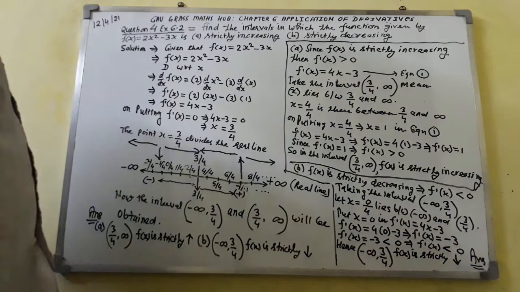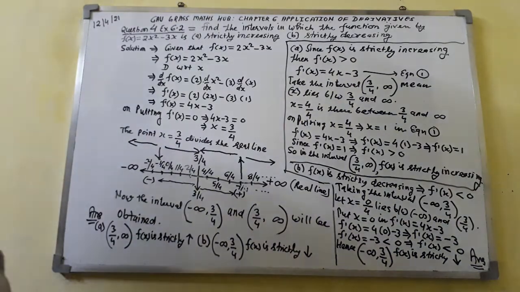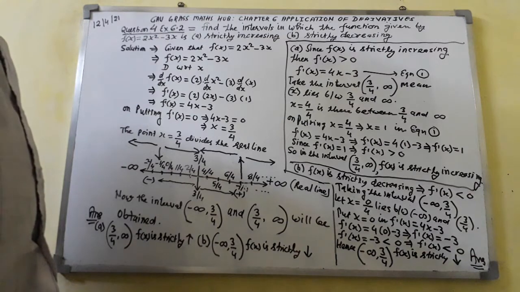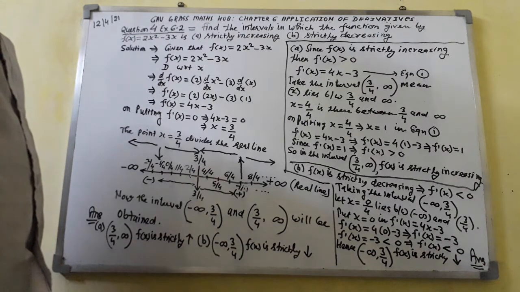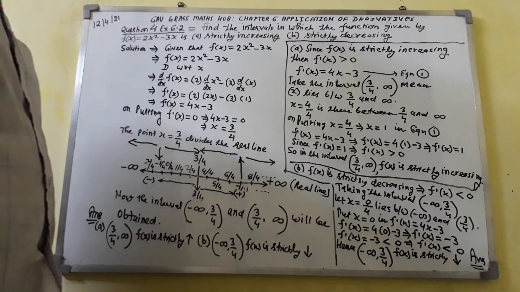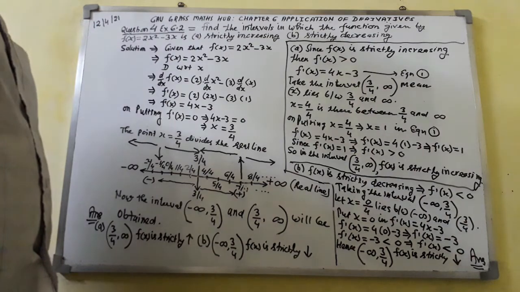This is the proper explanation and solution of question number 4, exercise 6.2, alpha strictly increasing, beta strictly decreasing, of chapter 6, application of derivative of NCERT 12 mathematics. Okay guys, thanks.